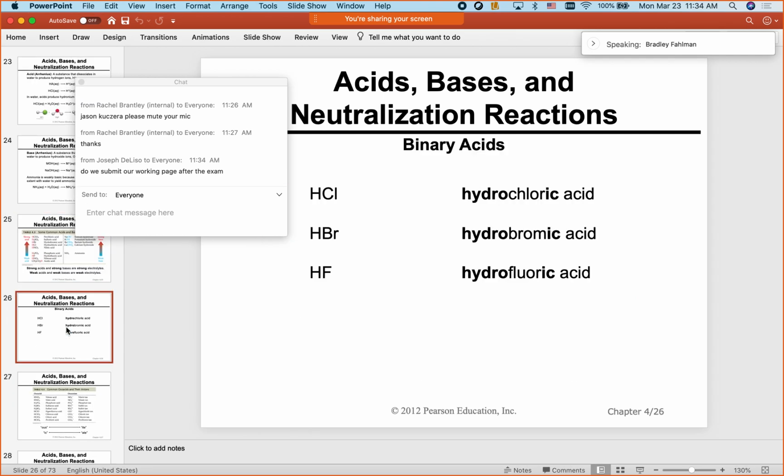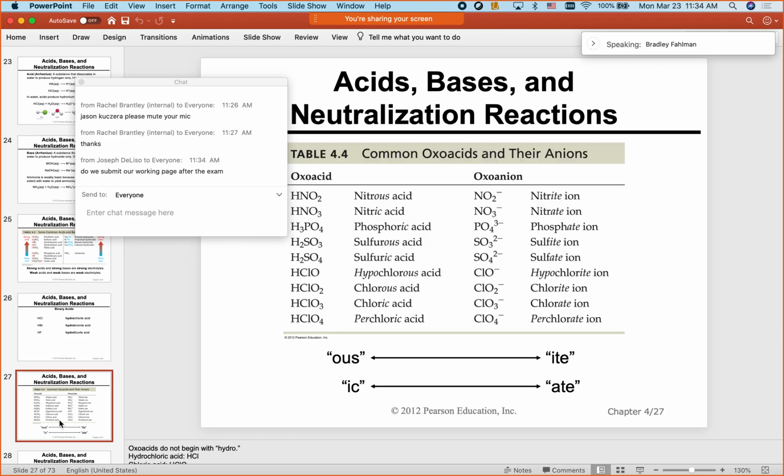For naming acids, these ones are pretty easy: just hydro and then whatever, iodic, fluoric, bromic, chloric. This is the slide here that you should also have a look at. It depends on what your anion is. If you have nitrate, then it'll be nitric. So the ate goes with ic. And ite goes with ous. For instance, nitrite: if you remove an oxygen from an ate, then you get ite as a suffix.